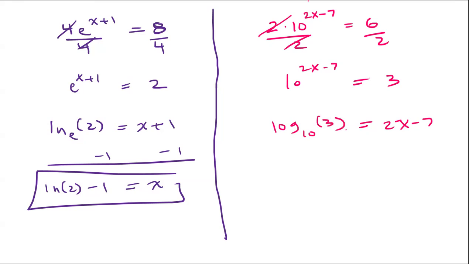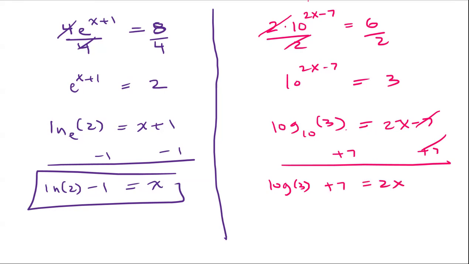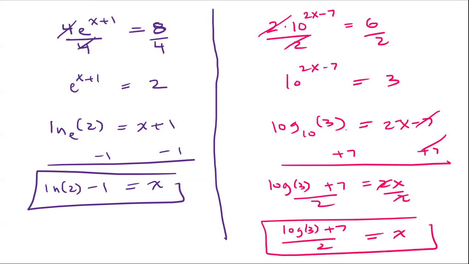Okay. All right, so now I just solve for x. So we're going to add 7 to both sides. Okay, so that's gone. Then we have log of 3. Again, if it's base 10, I don't have to write 10 all the time. It's just automatically assumed that it is 10. Plus 7 equals 2x. Okay, again, don't combine the 3 and the 7. They're two separate. All right, then divide both sides by 2. Okay, and here's our answer. Log of 3 plus 7 divided by 2 is equal to x.